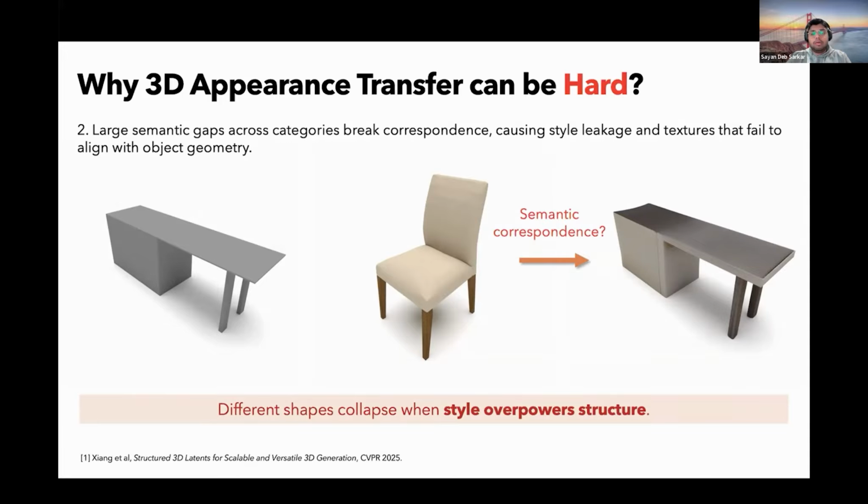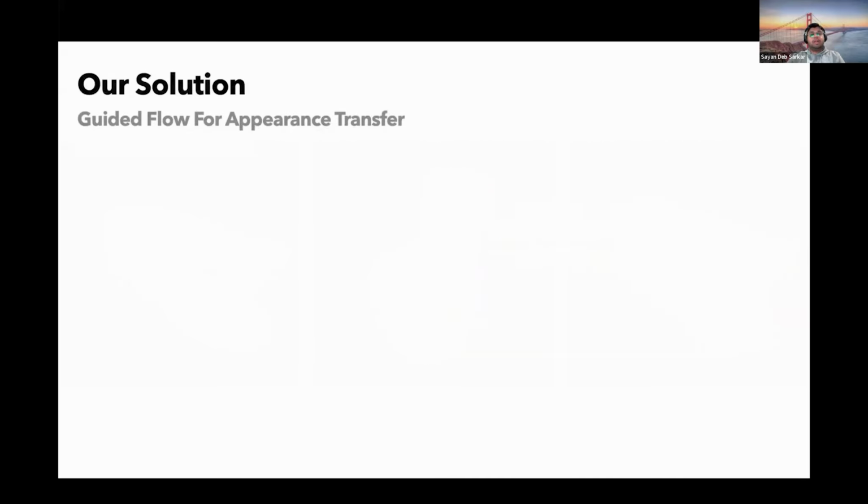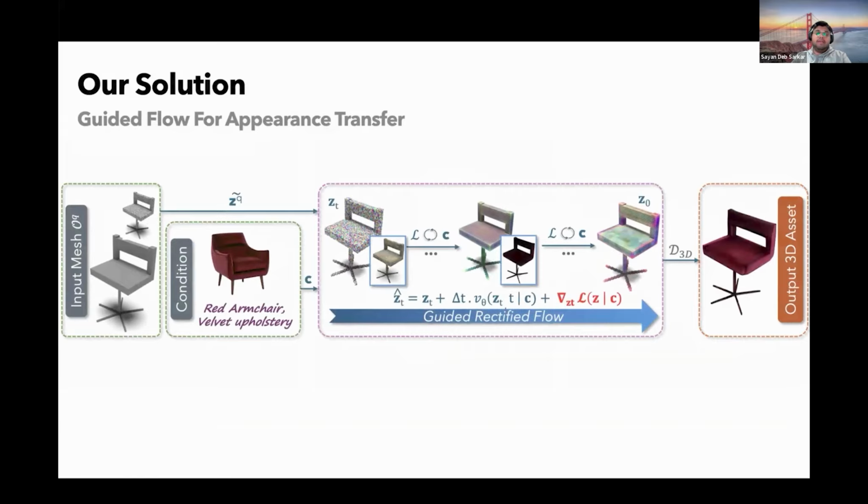Our goal is, can we solve this problem without doing a lot of retraining, because not everybody has compute, and not all the time you would like to retrain a generative method for this sort of algorithm, right? So our solution is guided flow for appearance transfer. What we do is, let's say you have an input 3D mesh, and we introduce differentiable guidance during the sampling process.